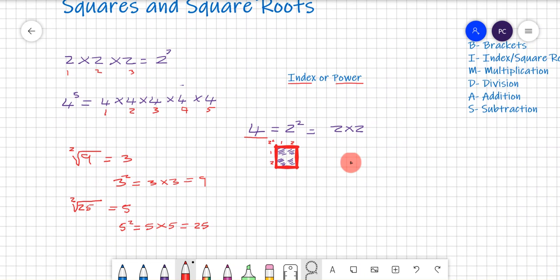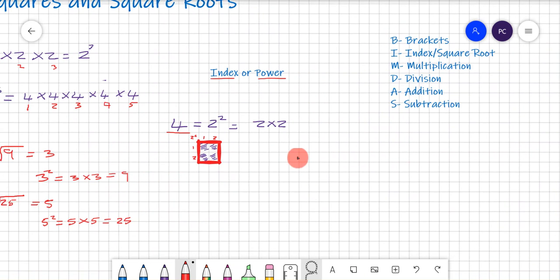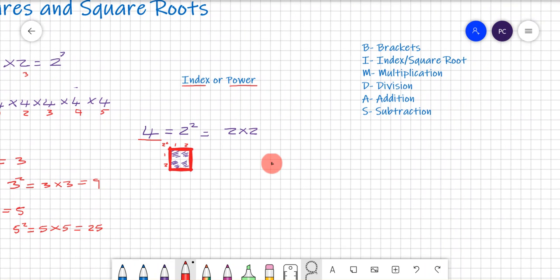So let's think about some examples of questions that might have powers and square roots in them. So if I was to say to you, the square root of 25 plus 5 multiplied by 2, okay, what's that equal to? What you have to do is follow what's known as the order of operations, or what's called BIMDAS. So the order of operations tells us which operation we have to do first.